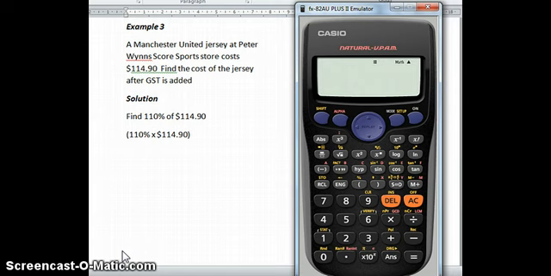Our third example. When you go to the Peter Wynn Score Sport, Parramatta, a Manchester United jersey costs $114.90 before GST is added. We need to find the cost of the jersey after the GST has in fact been added. So once again, we find 110% of $114.90. So 110, shift left bracket, times, and we have $114.90. So after we apply the GST, the cost of the Man U jersey will be $126.39.